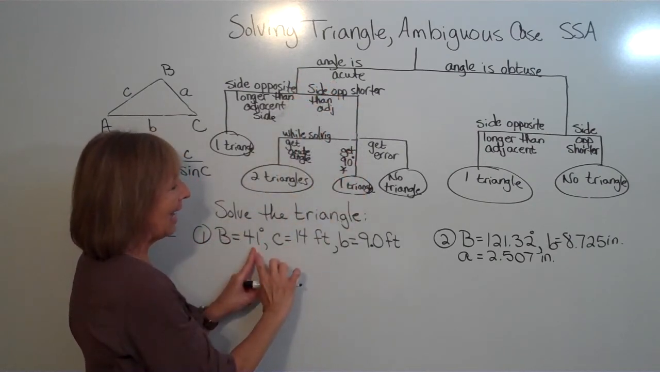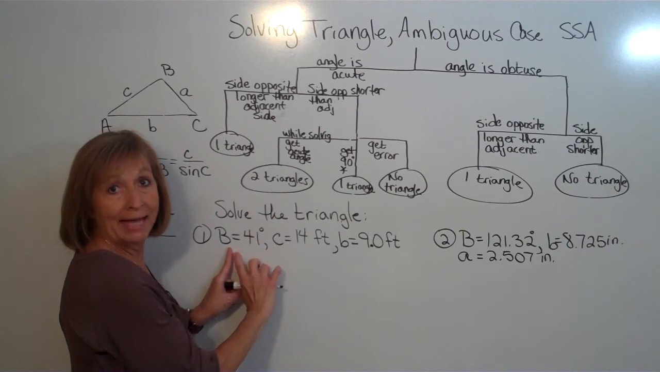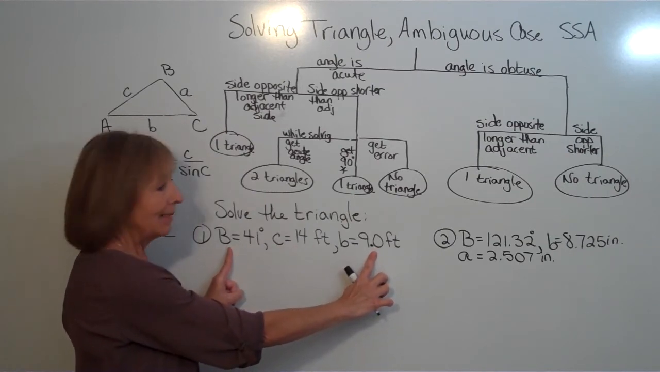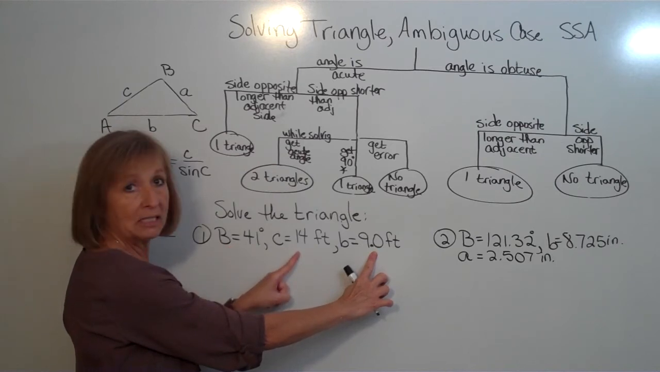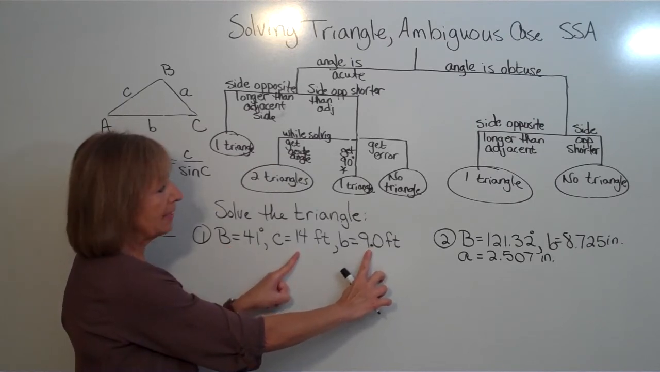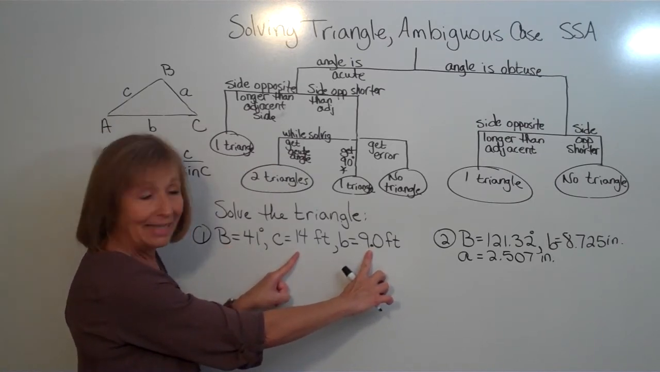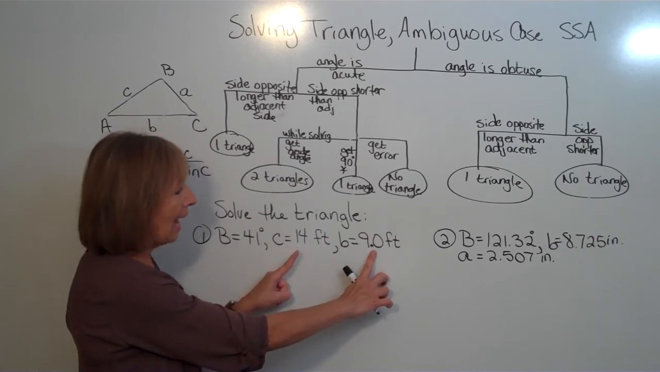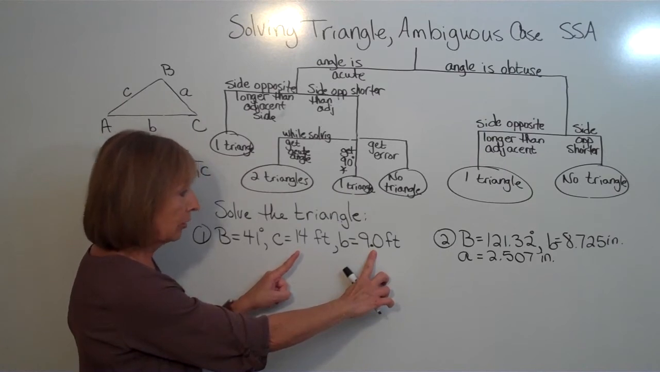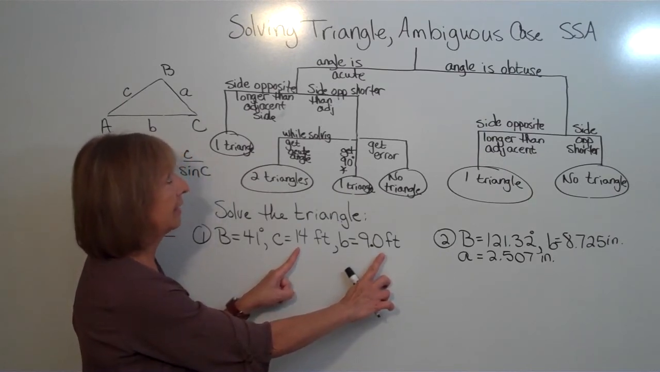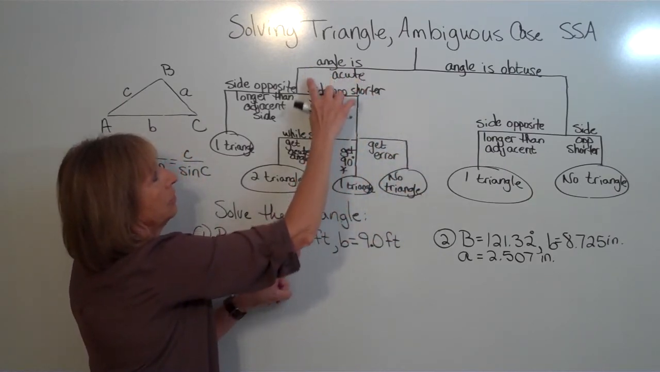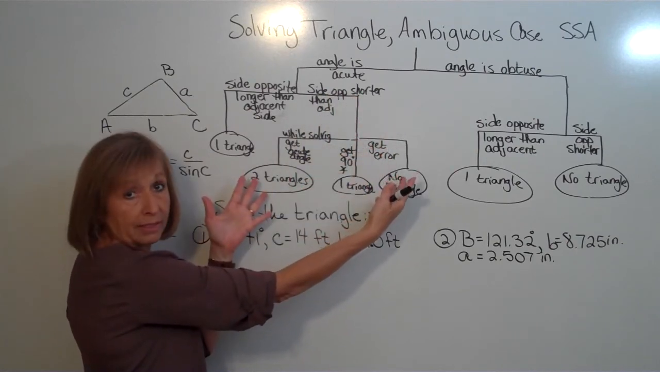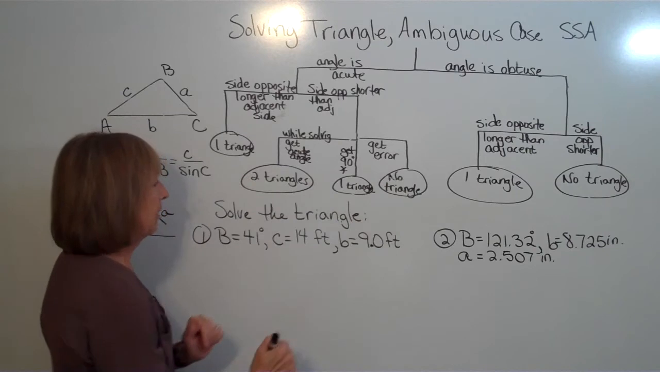And the side opposite that angle matches its letter. So the side opposite is B, and the side adjacent then must be C. So my side opposite is 9, and my side adjacent is 14. So the side opposite is smaller than the side adjacent. So right now my angle is acute, side opposite shorter than adjacent. I'm just going to have to work it through to see which case I have.